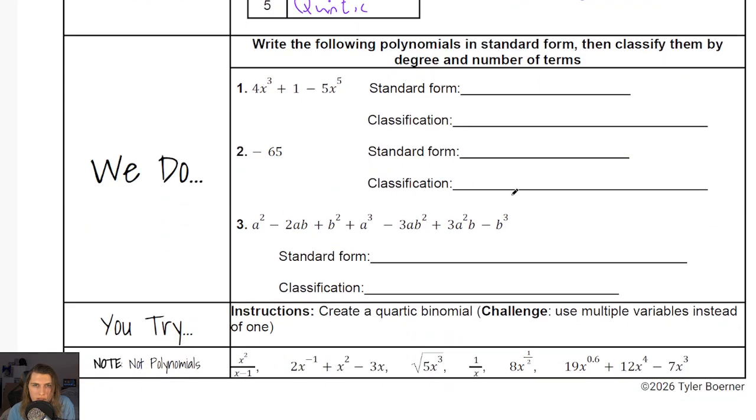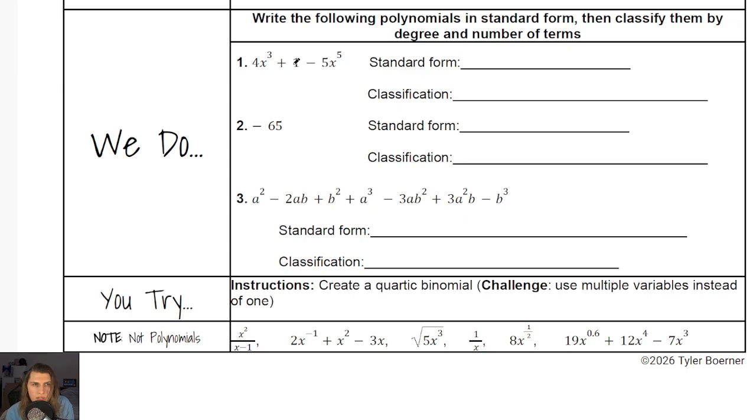So I'm going to scroll down again. So again, we're going to classify these by degree first, because we want to write them in standard form, so we have to write them in descending order. So our highest exponent is 5, so we're going to write that first, -5x to the 5th. Our next highest exponent is 3, so we're going to add 4x cubed. And then our last term is a degree of 0, so plus 1. That is in standard form because all of the exponents are decreasing.